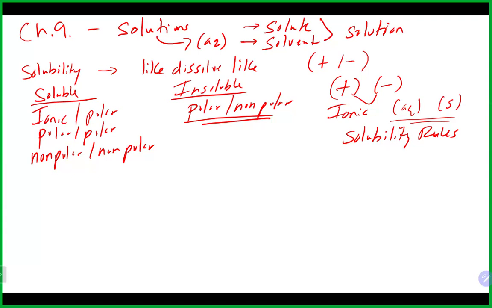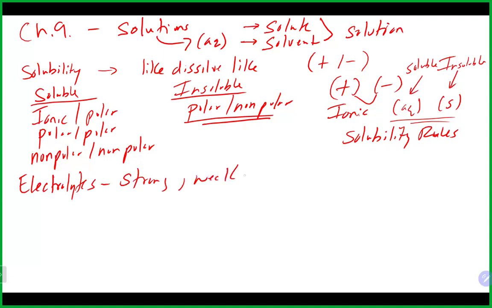Remember, if it is insoluble, that is the symbol that it should get, really. That's going to be solid. And if it's soluble, that is the aqueous symbol that it should get. We then talked about some other things. We talked about electrolytes, and there are strong, weak, and non-electrolytes.